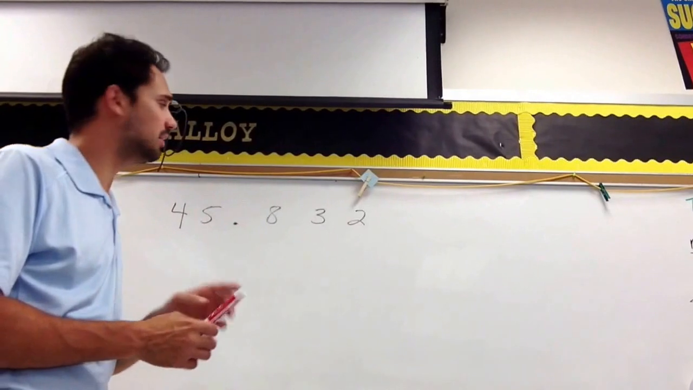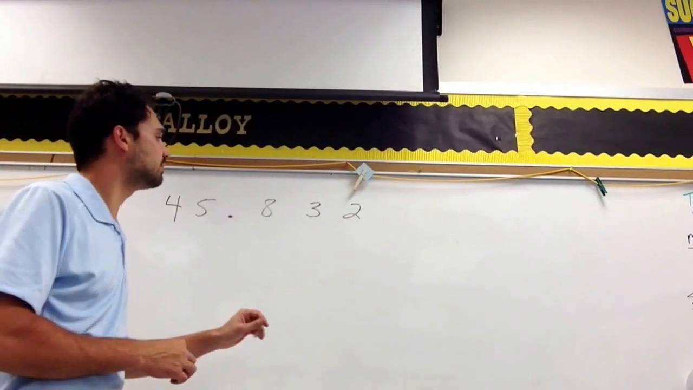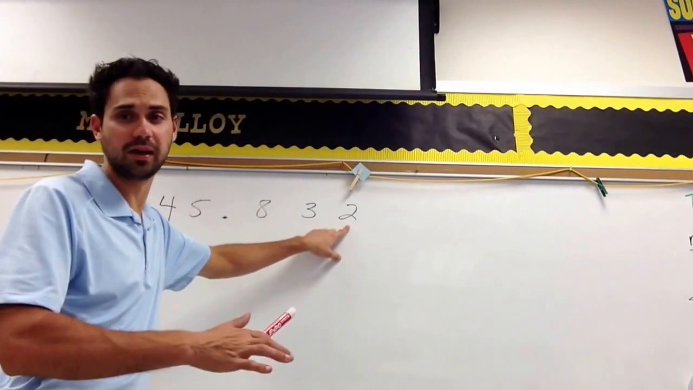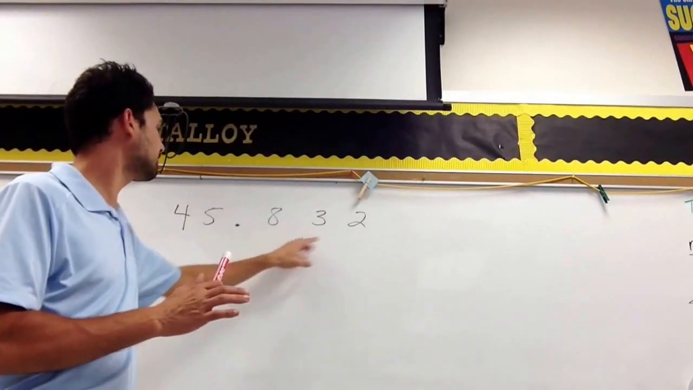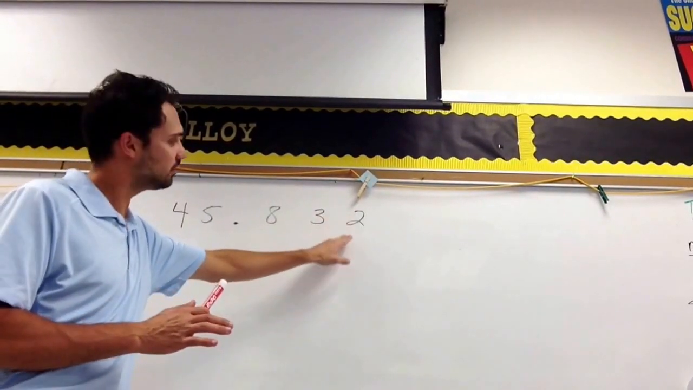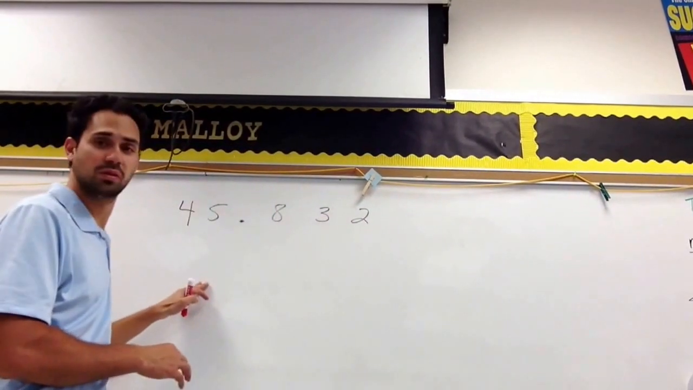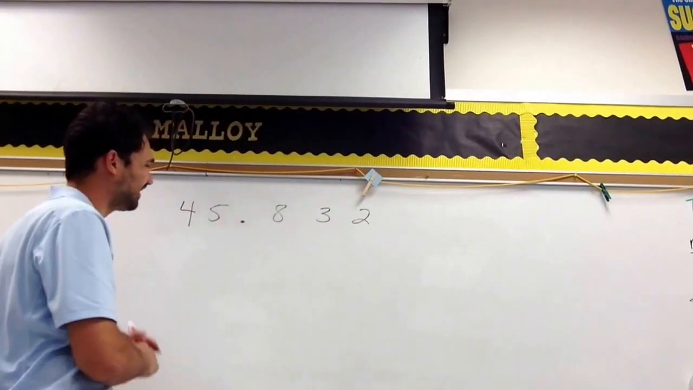The first thing is that I've seen this mistake in both classes. I ask, what place value is this 2 in? You're telling me the ones place. I've been having students telling me in this number, 45832, that this is the ones place. This is no longer the ones place, okay? The place values are in relationship to the decimal point, okay?